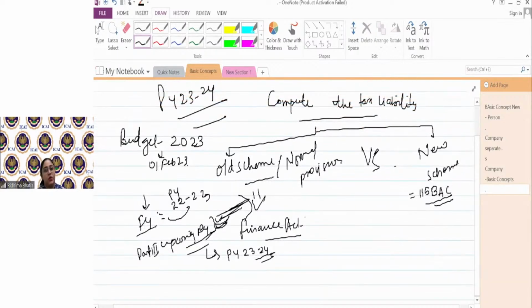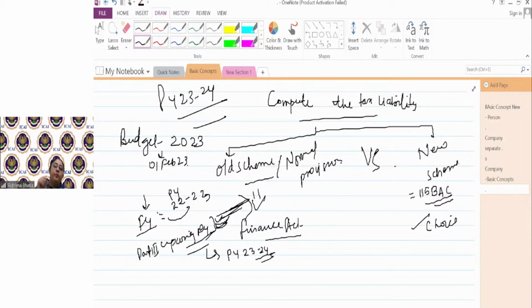पहले क्या होता था? Old scheme was a scheme which is there for everyone, and 115 BAC was a choice. As in, it is a choice on the assessee whether he has to go as per the old scheme or whether he has to go as per the new scheme. Any person would go on that particular scheme where the taxes are the least.